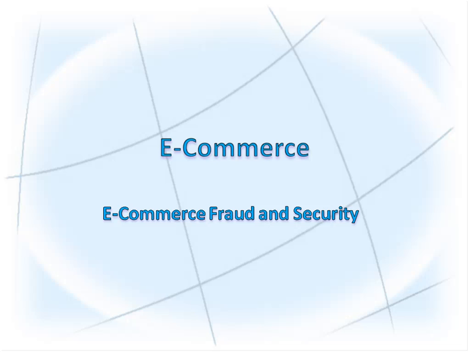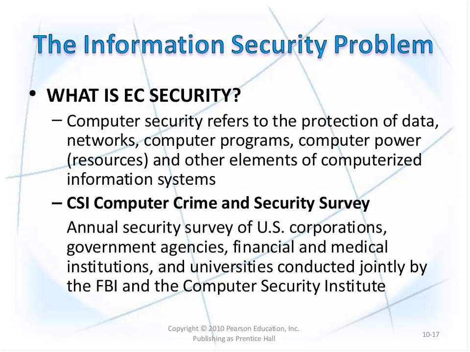What is security? Computer security refers to the protection of data, networks, computer programs, computer power, resources, and other elements of a computerized information system. So security means protection. Protect your data, protect your network, protect your hardware, software, and all the elements and parts of your computerized information system.